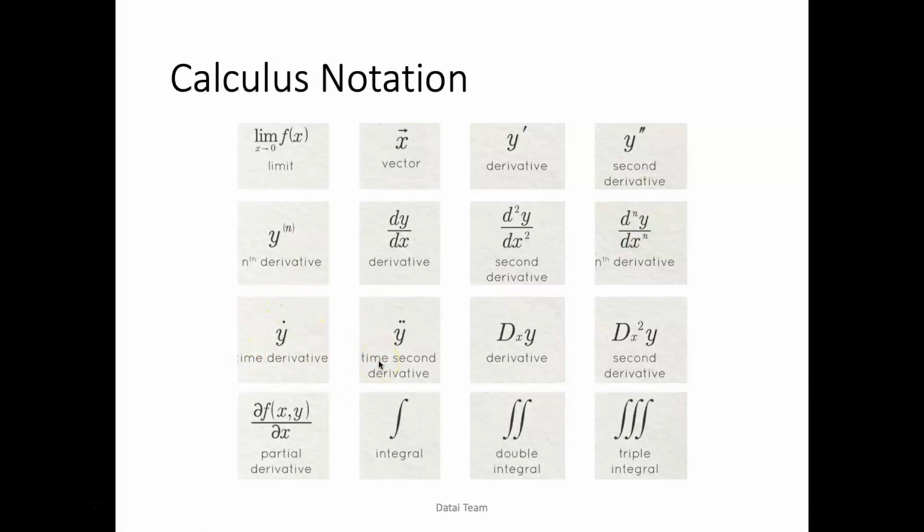This is more commonly known as Newton notation because he is the person that used calculus mostly for analyzing how something changes with respect to time with his laws of motion. And here we have the integral sign. We have single integrals, double integrals, and triple integrals. And we have the partial derivatives.